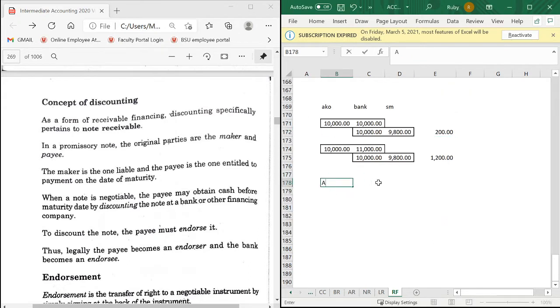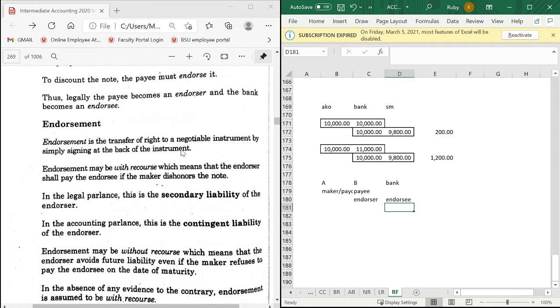So, si A, nag-render siya ng promissory note kay B. Tapos si B, finactor niya, diniscount niya kay bank. So, between A and B, this is the maker or the payor. This is the payee. Between bank and B, B is the endorser. Bank is the endorsee. So, yan ay negotiable instrument.